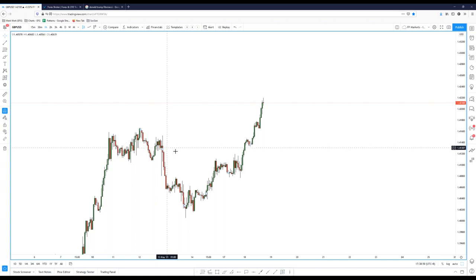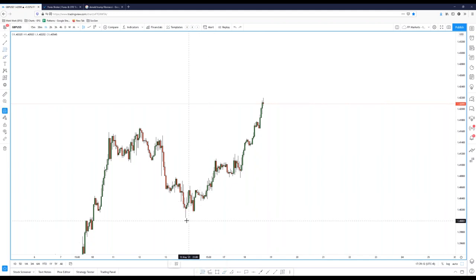Now, but what is the trap of Fibonacci? Okay, the trap is that Fibonacci has to be done on a completed movement, right? Look at this. Price is still pushing higher, right? I've identified a swing low. Do we know that this is a swing high? We do not know, right?